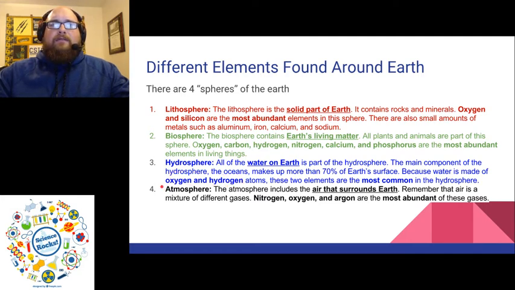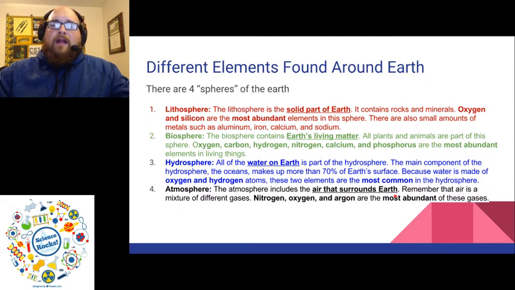And then the last one, the atmosphere. The atmosphere, we know it very well. It's what has our weather, it's what we breathe, planes have to fly through it, satellites will look through it down to Earth or look at the atmosphere itself, but it's all the air that surrounds us.